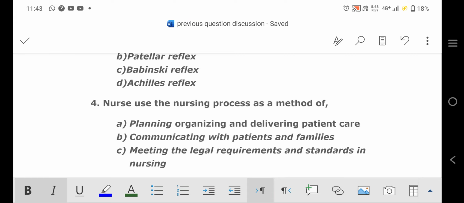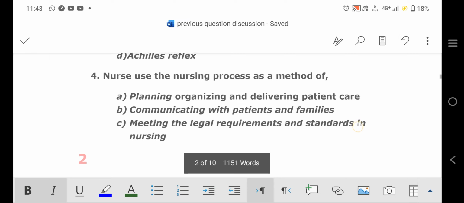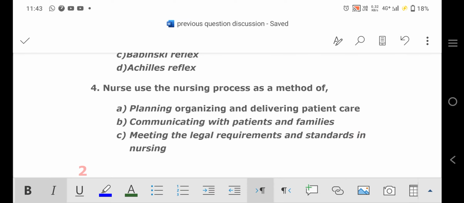The term nursing process was coined by Lydia Hall. Steps in the nursing process are assessment, diagnosis, planning, implementation and evaluation.